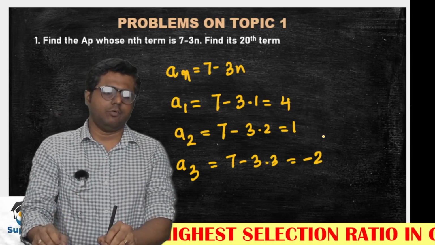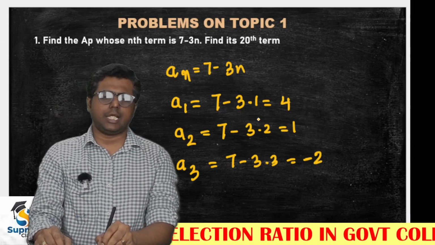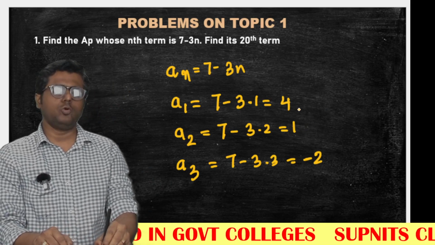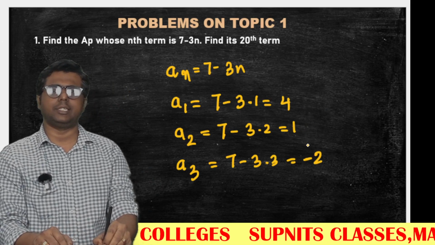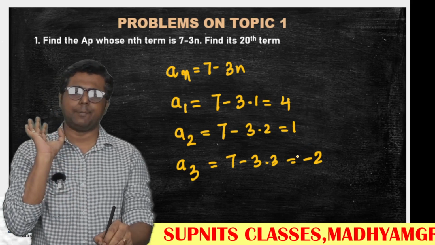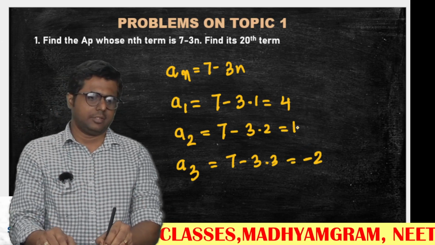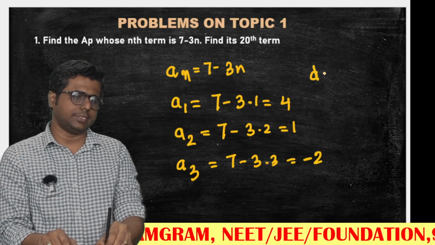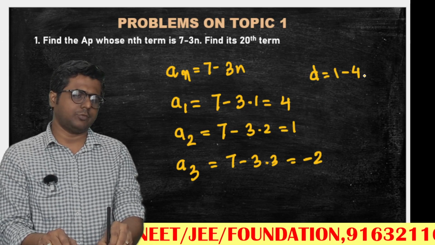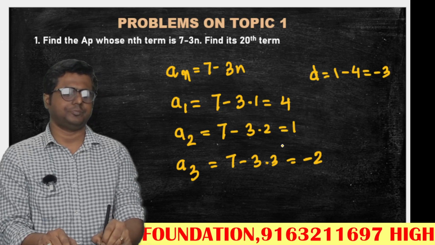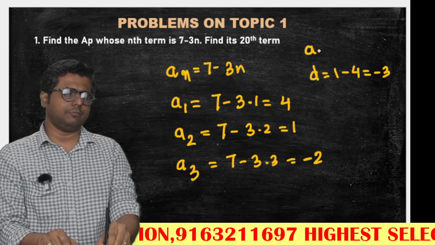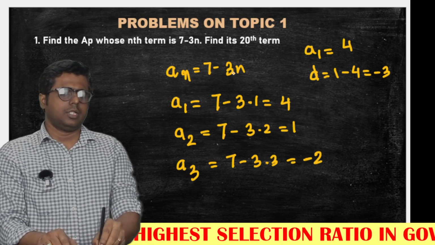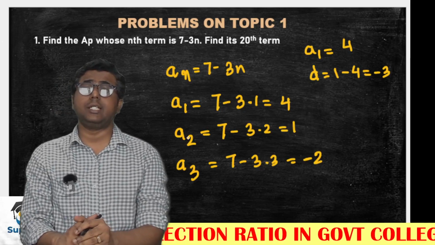So, you can see over here the common difference can be found out easily, right. So, common difference is a2 minus a1, or you can do a3 minus a2, any one, because it is already said it is in AP, you need not check it. So, 1 minus 4 is basically minus 3. So, common difference is 1 minus 4 is equal to minus 3. And what is the first term? First term is 4. It has been asked to find out the 20th term.